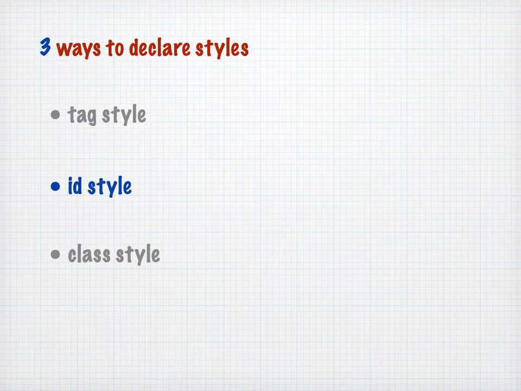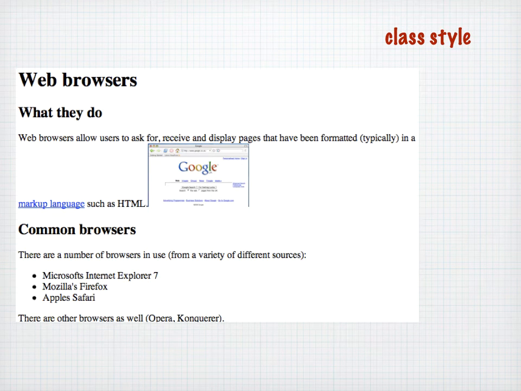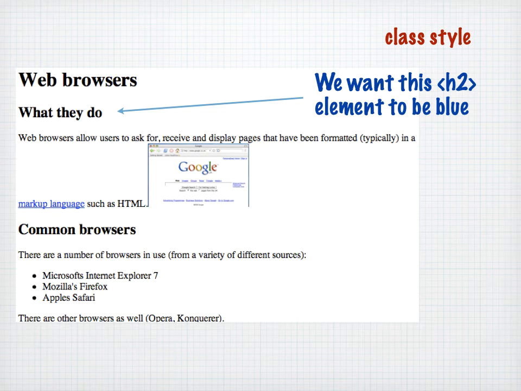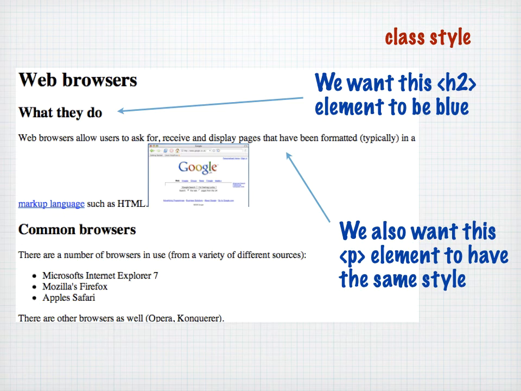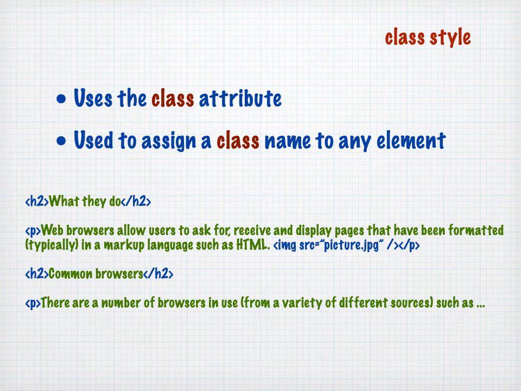So the third way to attach a style is to use classes, a class. And a class is basically a way of grouping a bunch of elements together using a particular name. And this is probably best explained with an example. So let's imagine that you had this web page here and you wanted to attach styles, and say we wanted, that's an H2 element there. So let's say that we wanted that to be blue, but we also wanted this paragraph to be blue. So we've got different parts of the document that will have the same style. You know, we wanted it to be something like that. Well, this is where we use a class.